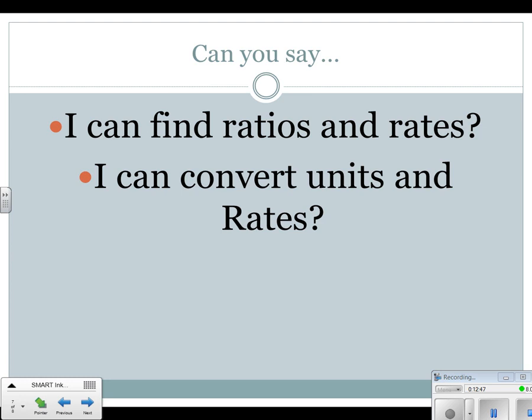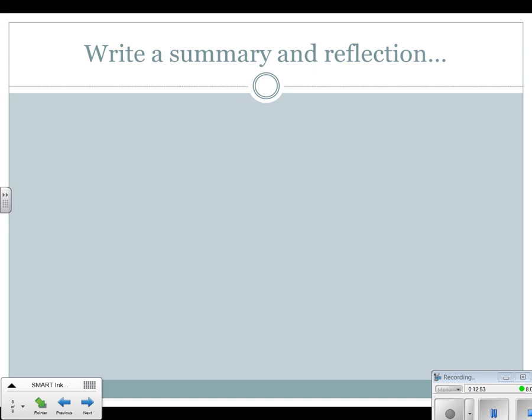Can you say I can find ratios and rates, and I can convert units and rates? Write a summary and reflection, and be prepared with any questions in class.